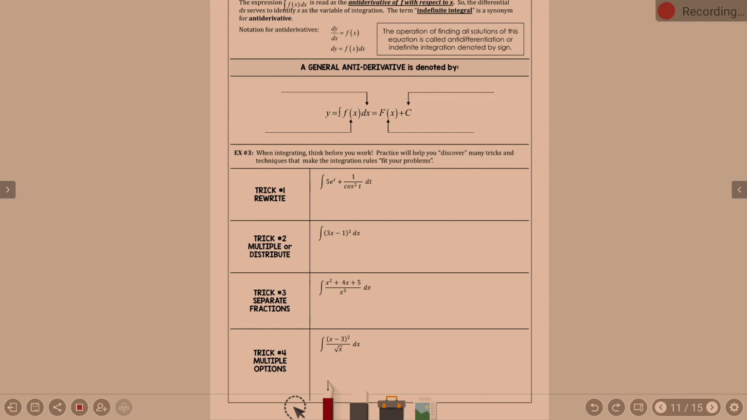So as we look at this, y equals the integral of f of x dx, which equals F of x plus c. Let's fill in a little bit of vocabulary here. What's the c? Constant. I'm going to officially say constant of integration.